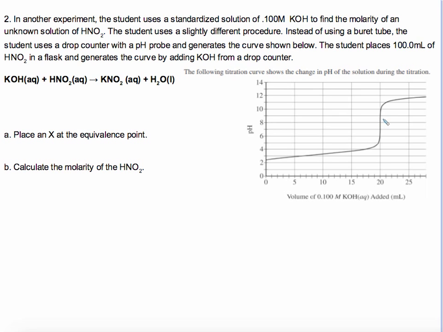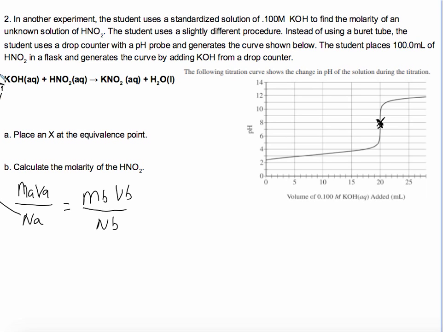So remember, the equivalence point is the inflection point where the curve changes direction, but it'd be about right in here somewhere. Okay, calculate the molarity of the HNO2. So you can use the, I don't know what we call this, a titration equation: molarity acid, volume acid over Na equals molarity base, volume base over Nb.